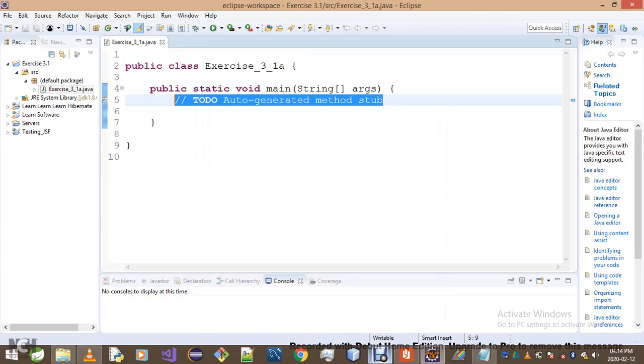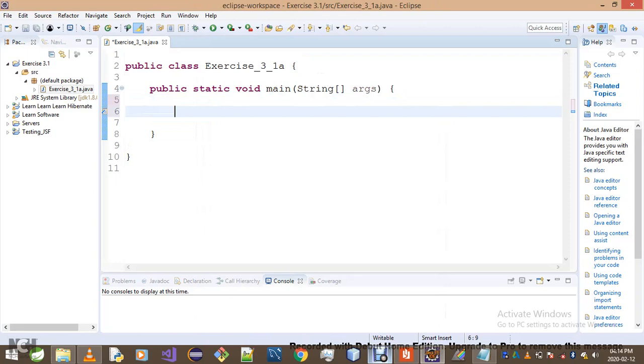Again, what's the very first thing to do? The very first thing I will do will be to create a scanner.